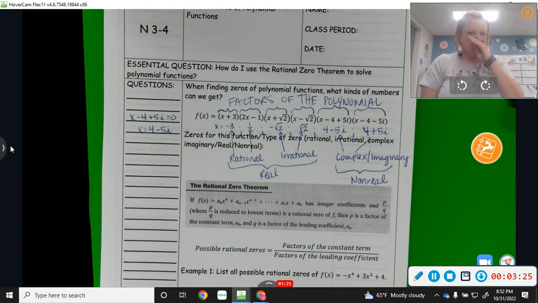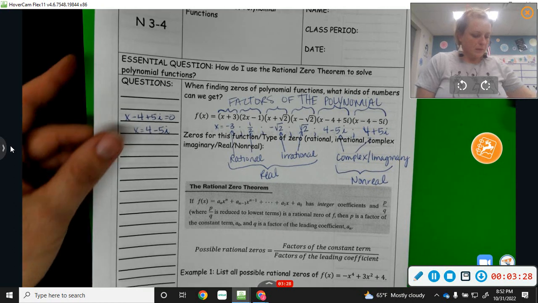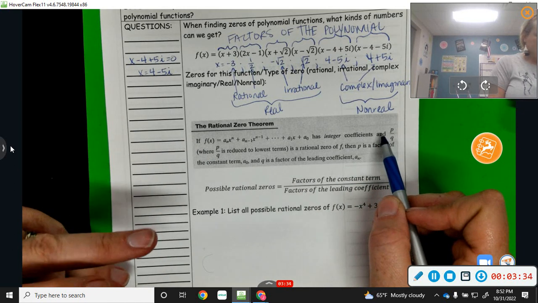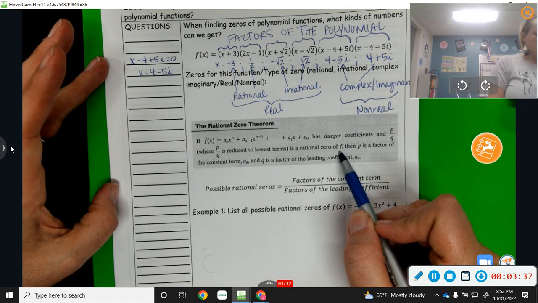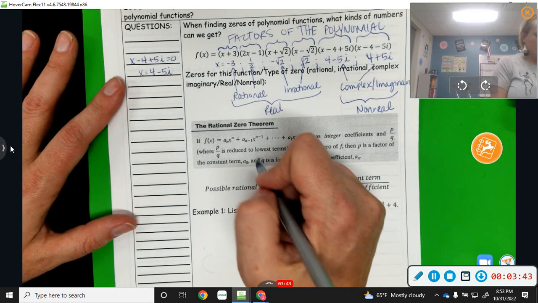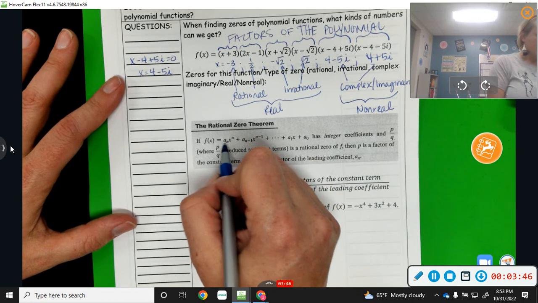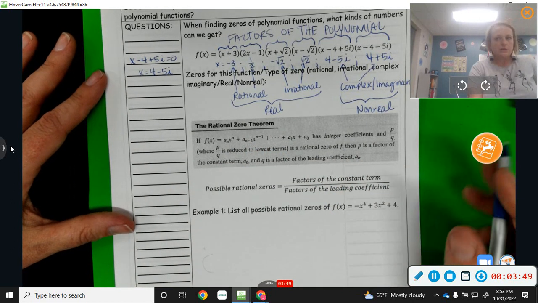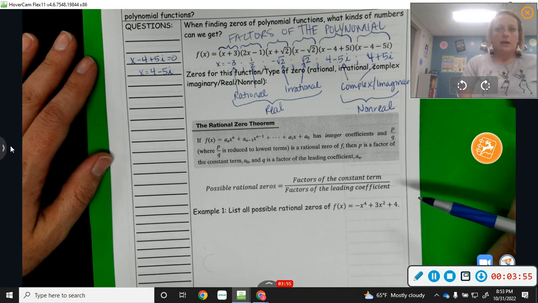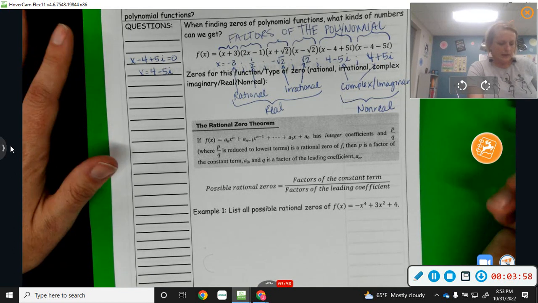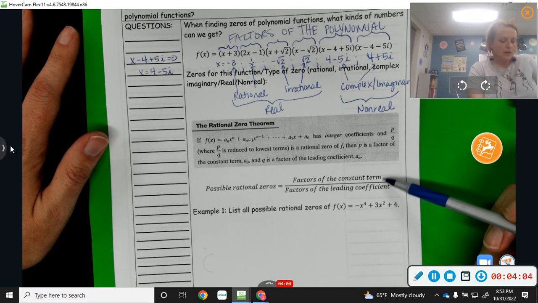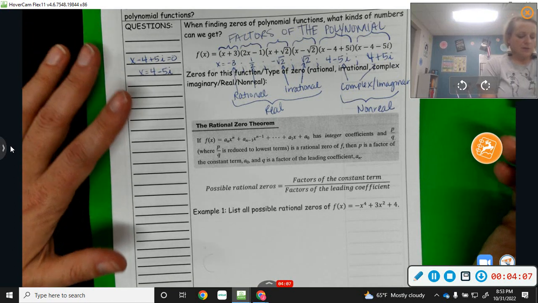Okay, so a lot of today wraps around this rational zero theorem. So if f of x is some polynomial that has integer coefficients, and p divided by q is a rational zero of f, so like these two, then p is a factor of the constant term, a sub 0, and q is a factor of the leading coefficient term, a sub n. Okay? So we're going to look at a polynomial and look at its leading coefficient and its constant, last term. And so the possible rational zeros will be the factors of the constant term divided by the factors of the leading coefficient. Okay?